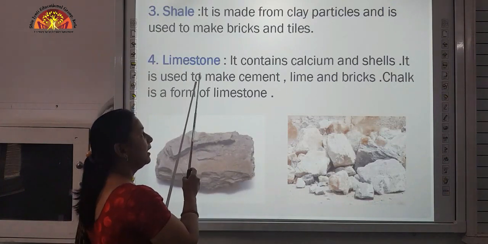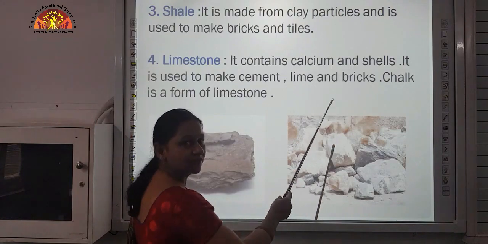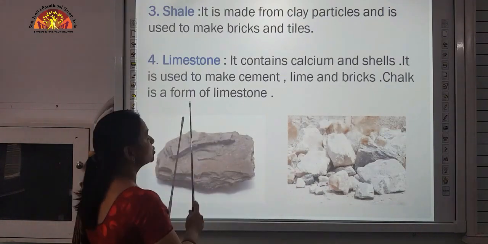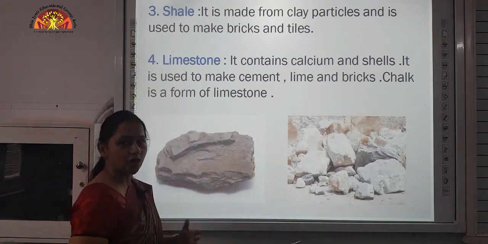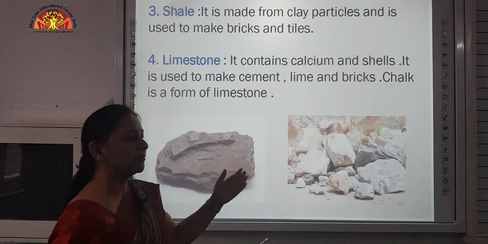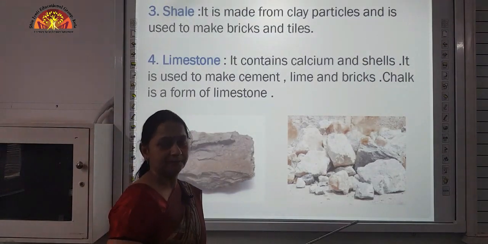The next one, limestone. Limestone contains calcium and the shells of sea creatures. It is used to make cement, lime and bricks, and the chalk that we use on our blackboards is also a form of limestone only.